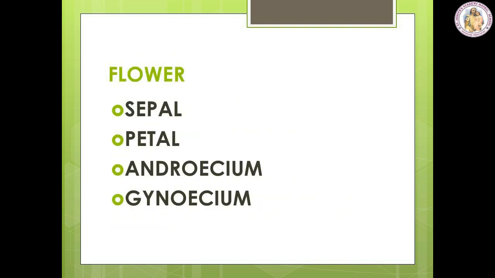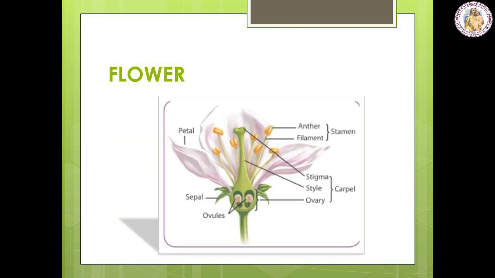Flower. Flower is a reproductive part of the plant. It is a modified shoot. Flowers have four important parts. They are sepal, petal, androecium and gynoecium. Let us learn about the parts of a flower in detail.